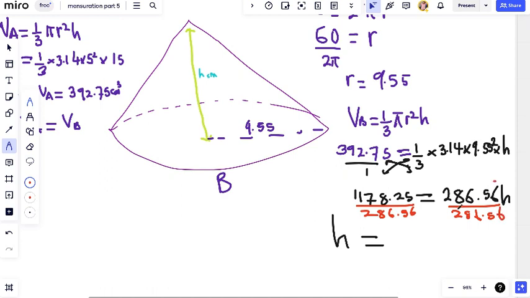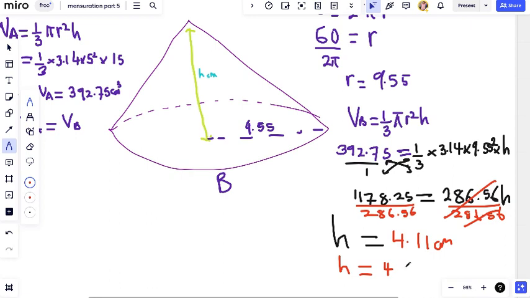So the numerator will cancel the denominator, and h will remain. Then divide this by this. What do you get? 1178.25 divided by 286.56. We get 4.11 centimeter, which is approximately 4. So our height of cone B is equal to 4 centimeter.